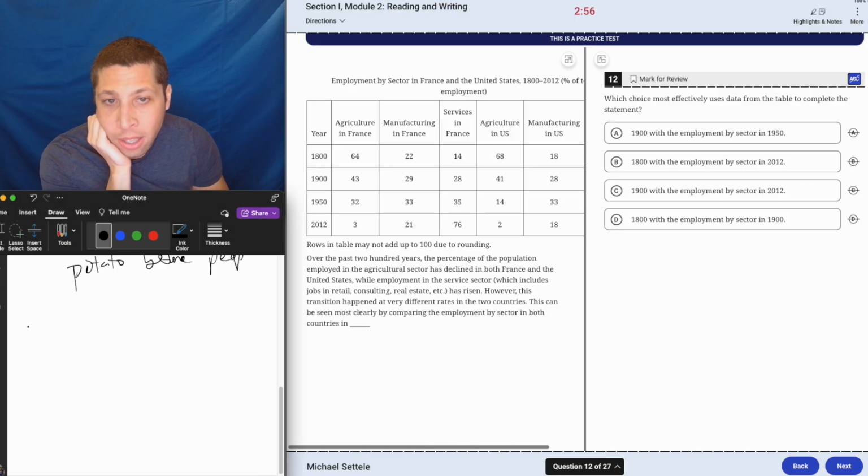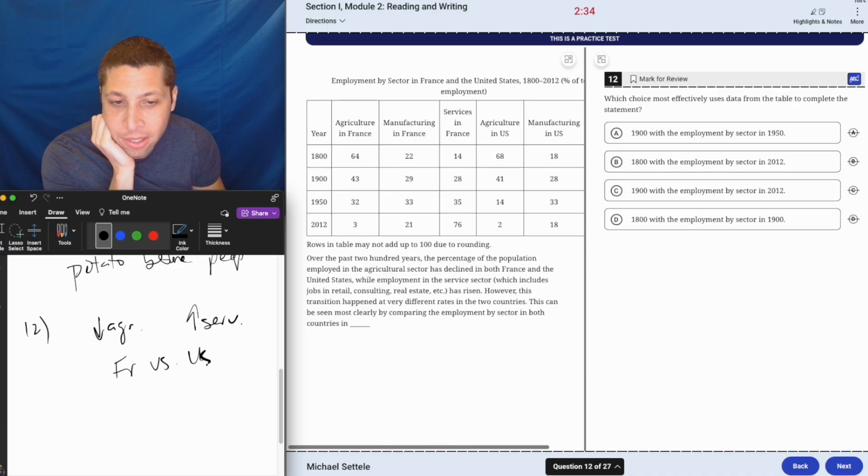Okay, so this is, what do we have to focus on? There's too much stuff here. So agriculture has declined in both France. So less agriculture, and the United States, while employment in the service sector has risen. So more service. However, this transition happened at very different rates. So the key is that the rates are different. So this is a France versus US thing.